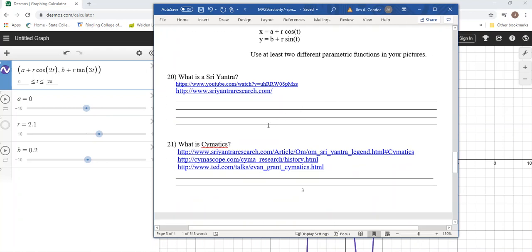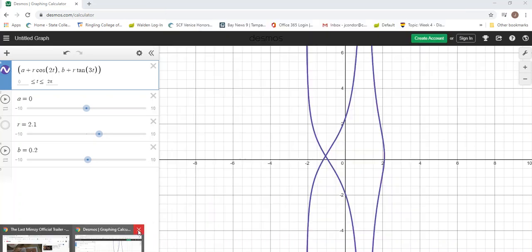Okay, so Sri Yantra. There's a YouTube here. There was a movie called The Last Mimzy, and one of the things in it is it had a Sri Yantra, which a lot of people relate to a mandala. A Sri Yantra is a religious medium for getting to a higher level, and that's what the movie was about. Visually they showed what the Sri Yantra looked like.